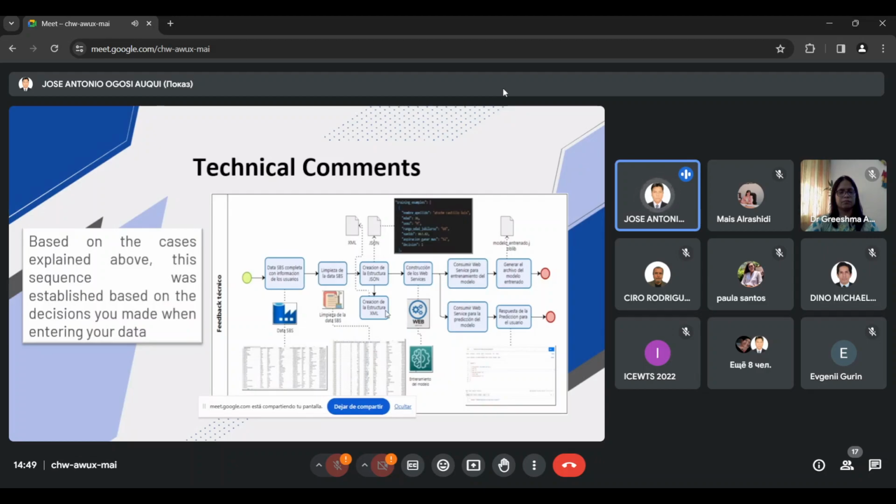And this chart shows us the process. For example, this is the technical feedback: Data SBS completa con información de los usuarios. Well, the SBS, how is it in English? It is an area, a part of the government that saves the data of the different users in Peru. So in this part, for example, the data SBS completa con información. Here, the SBS, Superintendencia de Banca y Seguros in English. I don't know how I can say it in English.